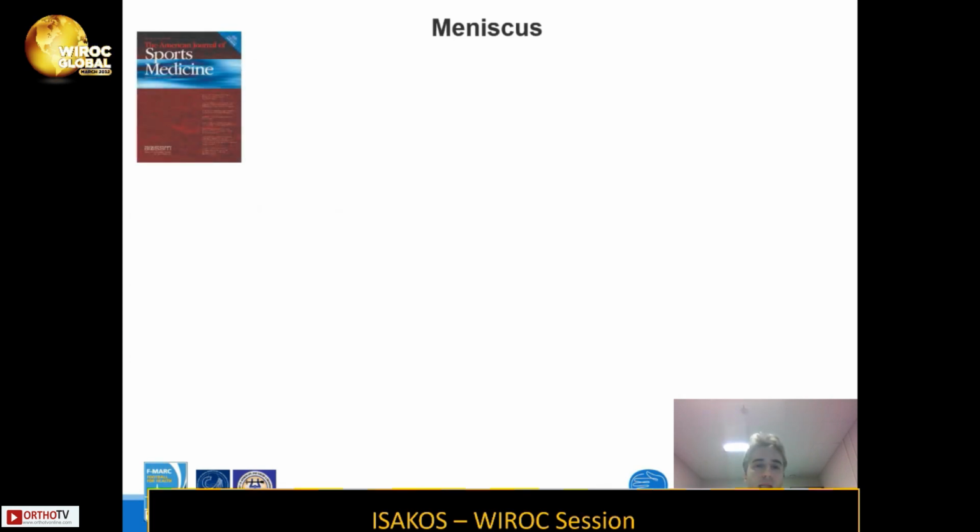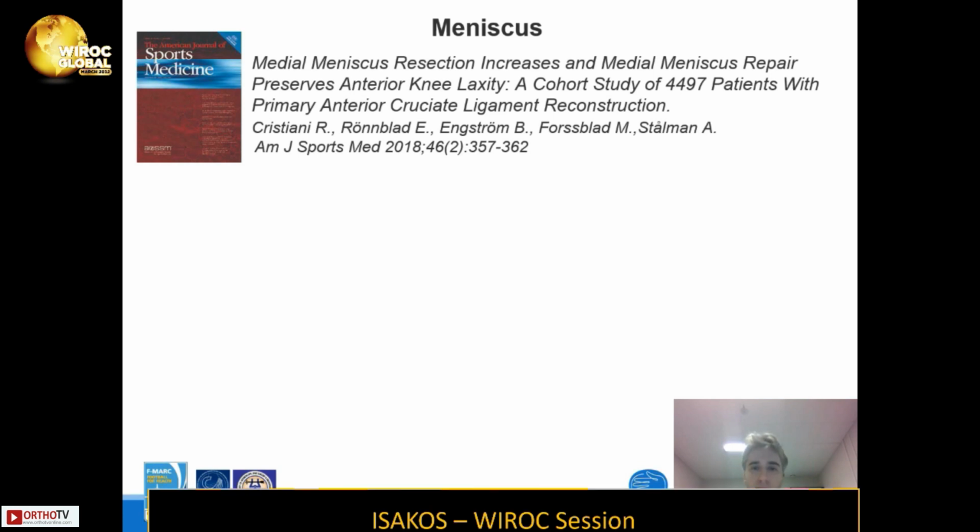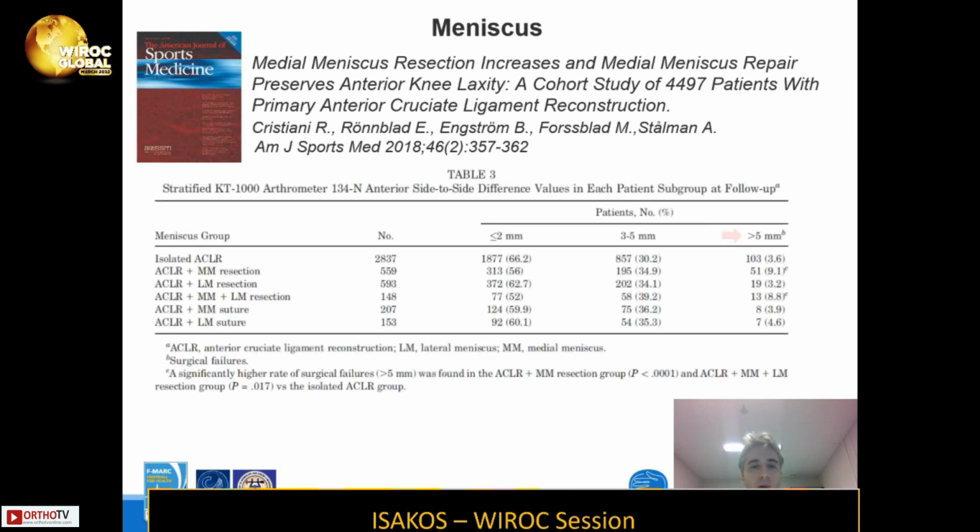Regarding the effect of the meniscus on knee laxity, we investigated the effect of different kinds of meniscal surgery on knee laxity in a separate paper which we published in AJSM. And in this paper, we found that the number of surgical failures, so the number of patients with a side-to-side difference more than 5 millimeters, was significantly higher in the group who received a medial meniscus resection in combination with ACL reconstruction. So it was about 3 times higher compared with the control group, which was isolated ACL reconstruction.